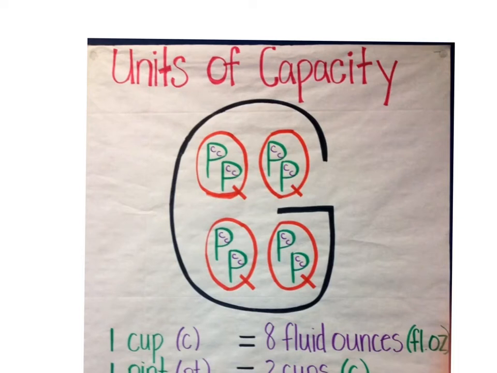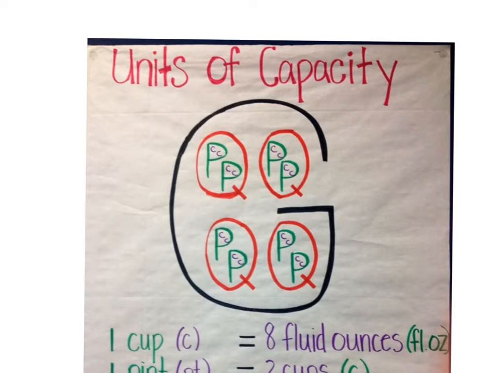When you convert among customary capacity, you need to be aware of how gallons, quarts, pints, cups, and fluid ounces are related. One of the easiest ways to think about this is this big G, where you have 1 gallon equaling 4 quarts. You can see those quarts represented by Q's. And within each quart, there's actually 2 pints, which are represented by the P's. And within each pint is 2 C's.